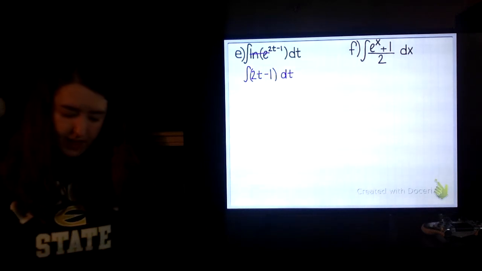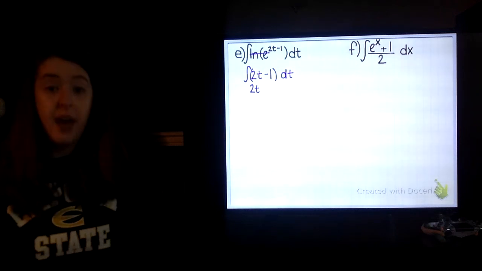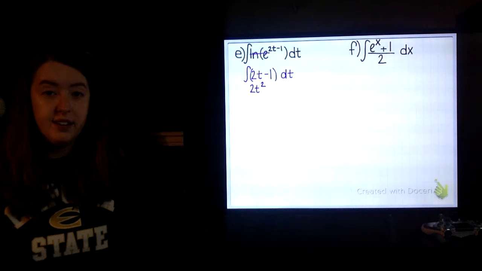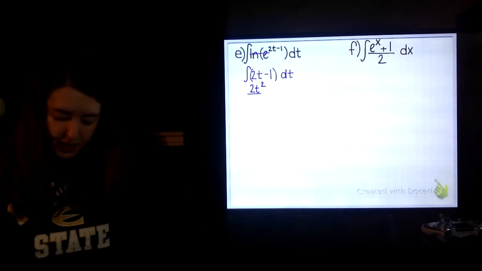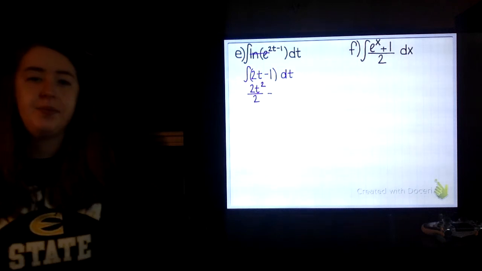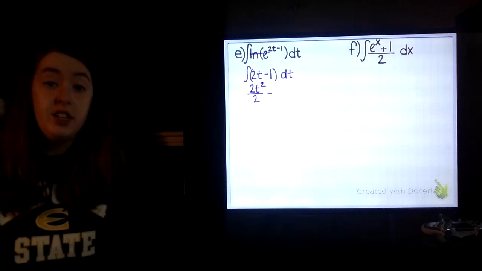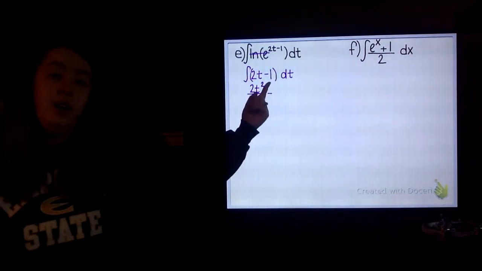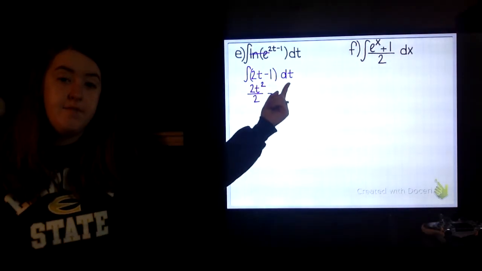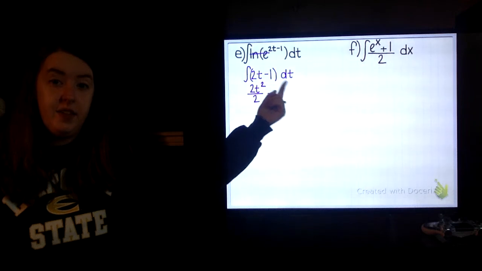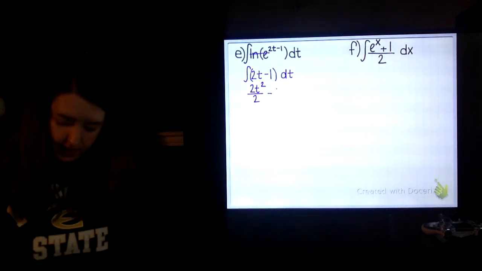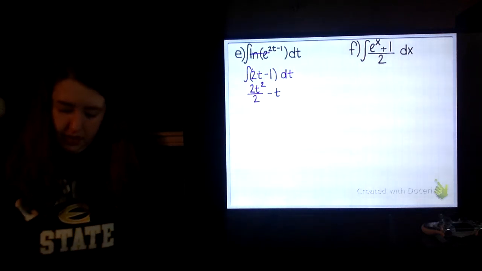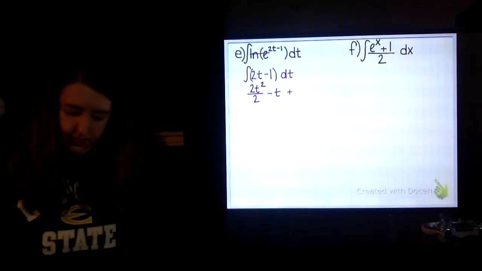So here we go. I'm going to take 2t, add 1 to the power, so now it's squared. And then I divide by the new power, which was 2, minus. And then just a minute ago, we knew that the integral of 1 was whatever that variable is there. Since my variable is t, this is going to be minus t plus c.